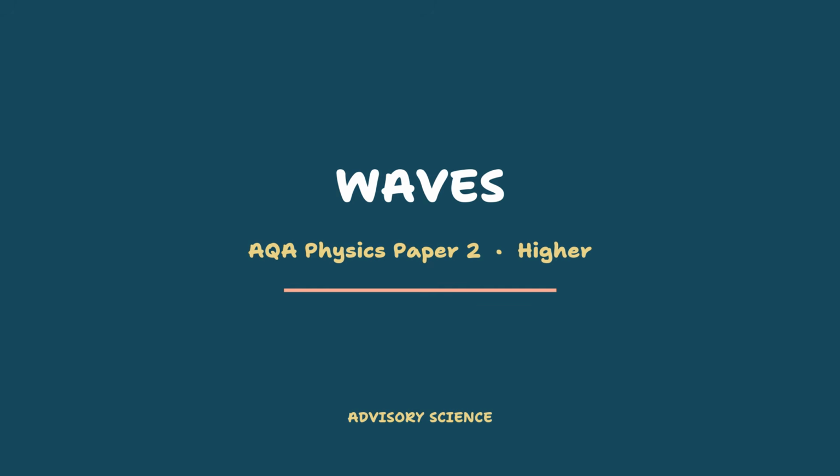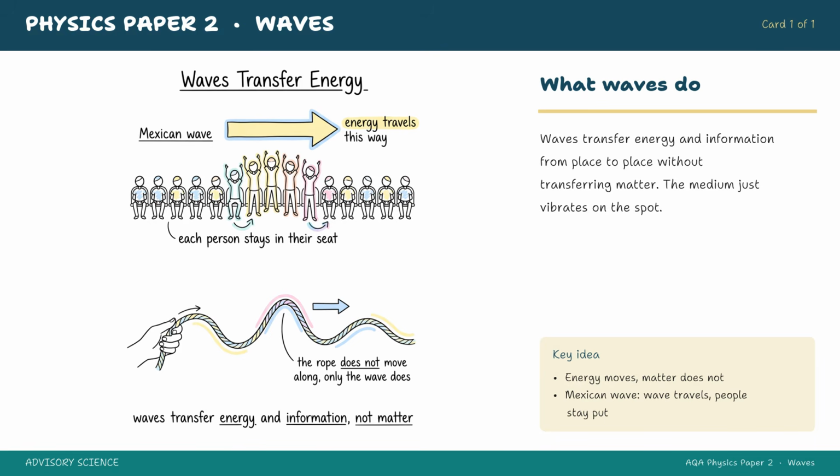Waves. What waves do? Waves transfer energy and information from place to place without transferring matter. The water, the air, the rope, they all just vibrate on the spot and let the energy pass through them. If you imagine a Mexican wave going around a stadium, the wave races around the grounds, but every person stays in their seat. The energy moves, but the people don't.